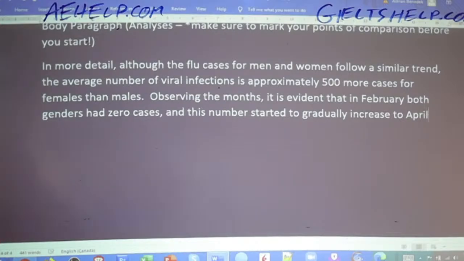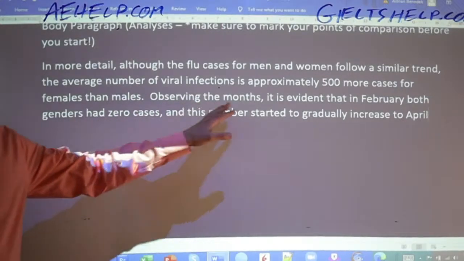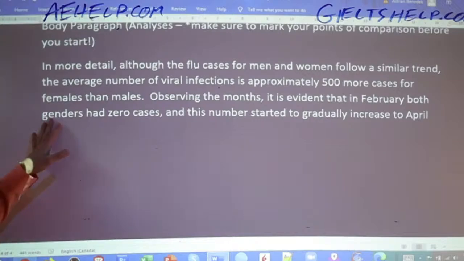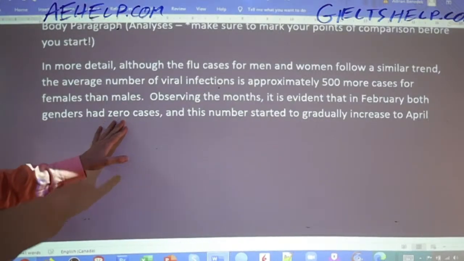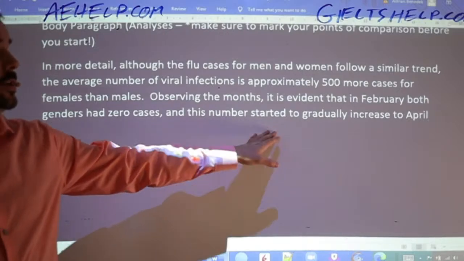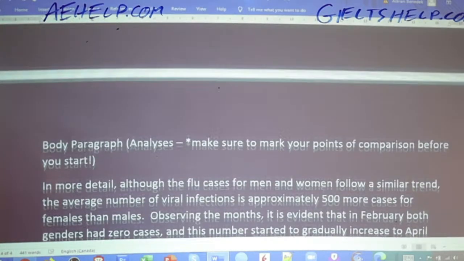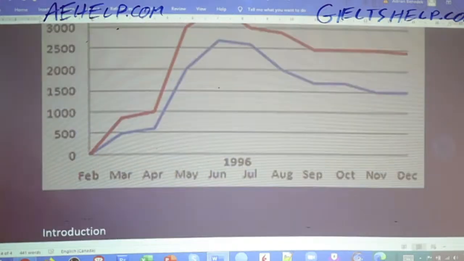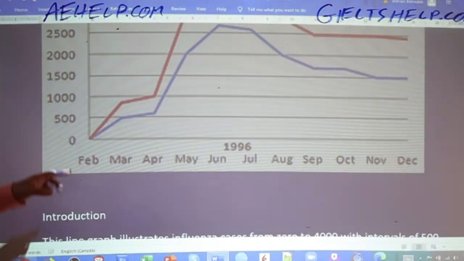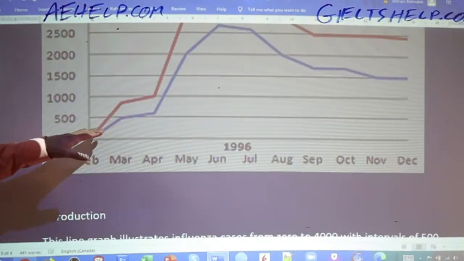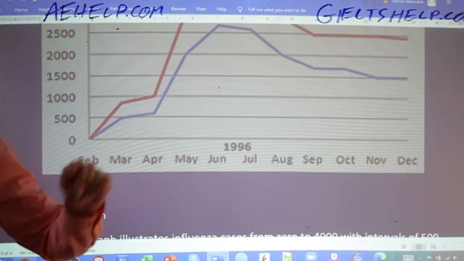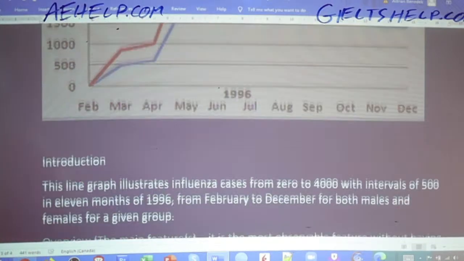Okay, so observing the months, it is evident that in February, both genders, so instead of writing males and females, had 0 cases, and this number started to gradually increase to April. And what happened in April? At which time 1,000 women and just over 500 men were affected. Okay?